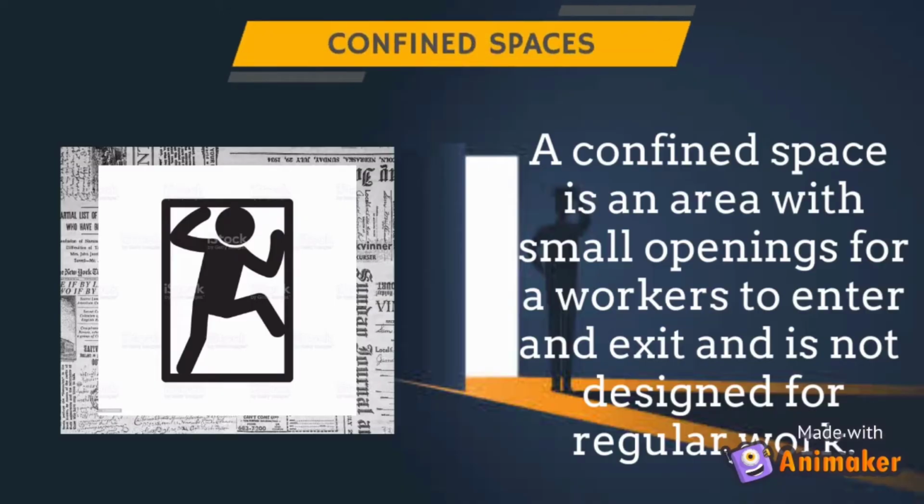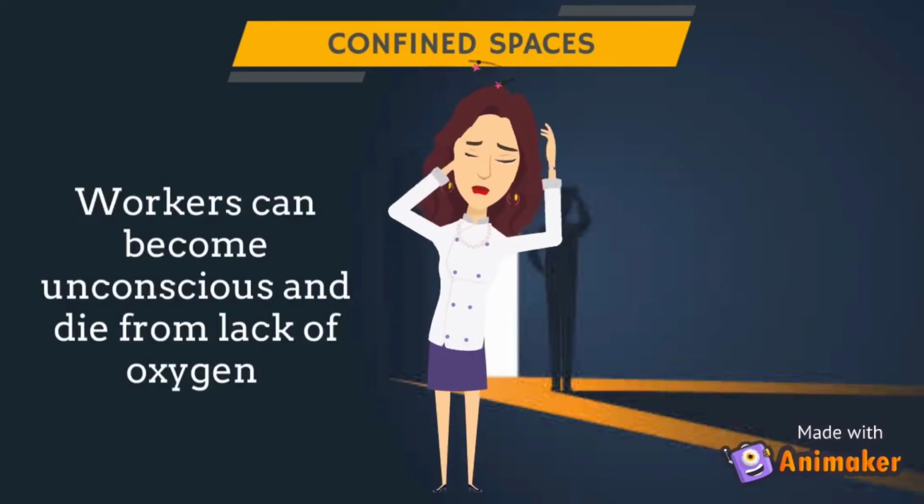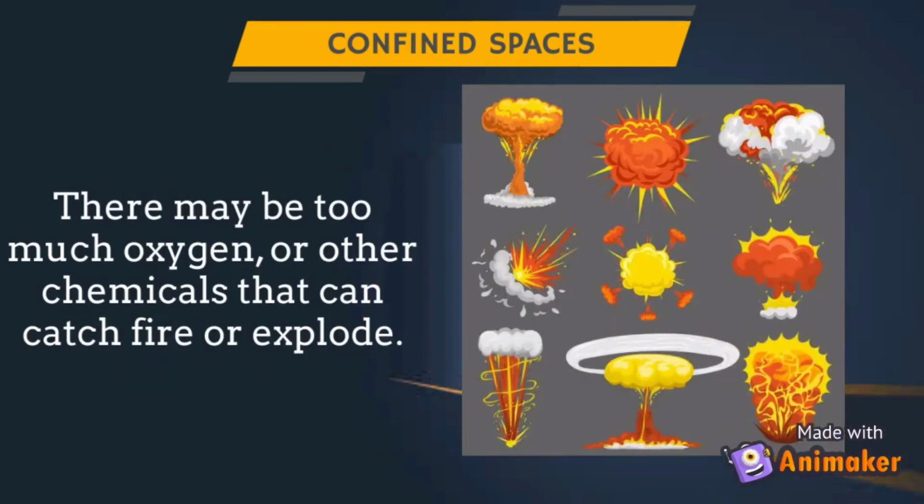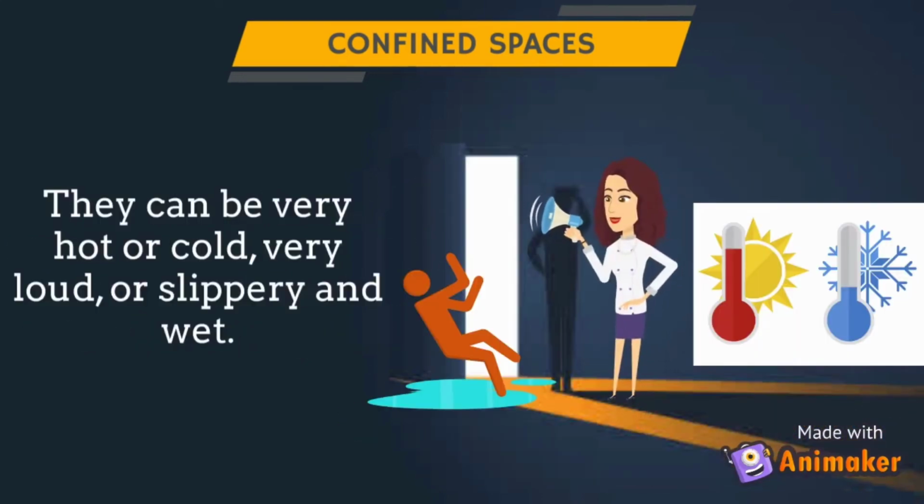Confined spaces. A confined space is an area with small openings for workers to enter and exit and is not designed for regular work. Workers can become unconscious and die from lack of oxygen. There may be too much oxygen or other chemicals that can catch fire or explode. Confined spaces can also pose physical hazards. They can be very hot or cold, very loud, or slippery and wet.